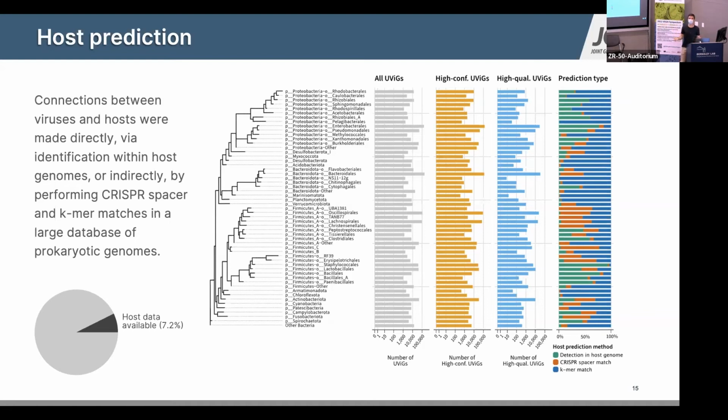We also use CRISPR spacer matches, which is something that was discussed yesterday in several presentations, and k-mer matches to a big data set of prokaryotic genomes that we had. We also provide users a BLAST interface for our own database of CRISPR spacers. So if you have one genome that you want to infer the host for, you can just BLAST it against our database.